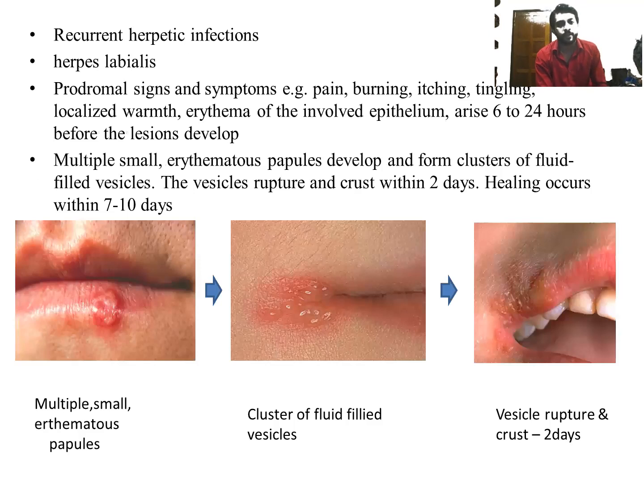Recurrent herpetic infection usually involves herpes labialis. Prodromal signs and symptoms include pain, burning, itching, tingling sensations, localized warmth, and erythema of the involved epithelium, arising 6 to 24 hours before the lesions develop. It occurs as multiple small vesicles and papules developing from clusters of fluid. You can see the picture of the papule development. Initially, it will be multiple small erythematous papules. It changes into a cluster of fluid-filled vesicles, and the vesicles rupture and crust within 2 days.